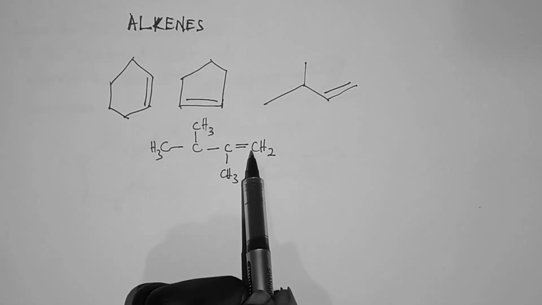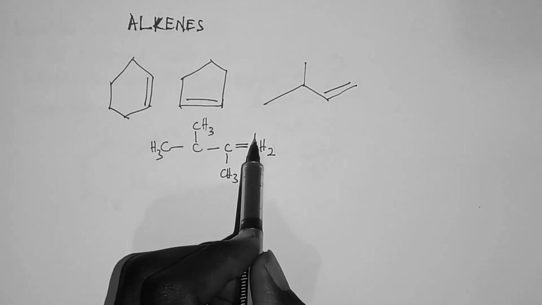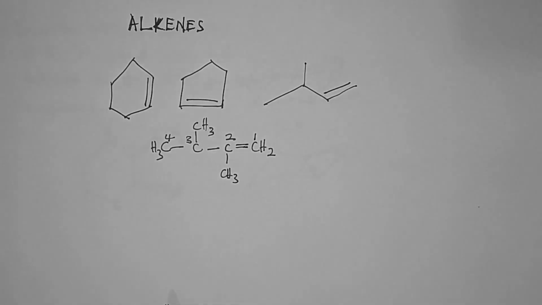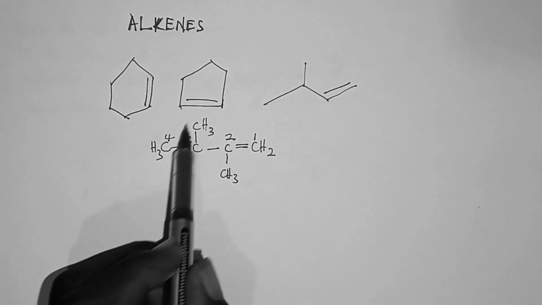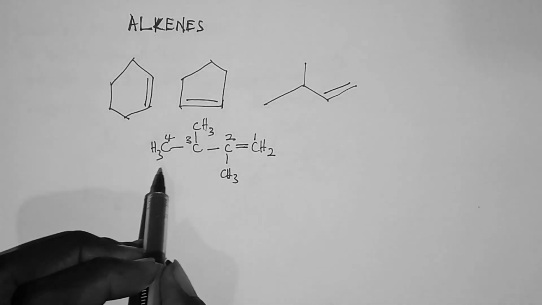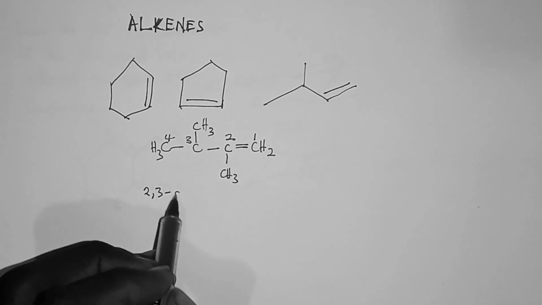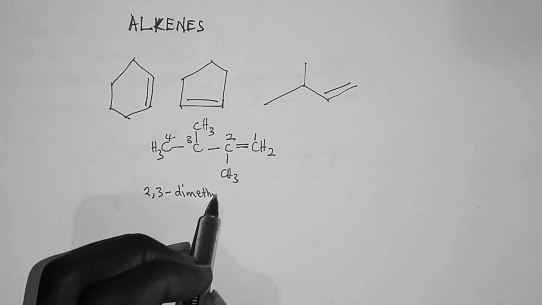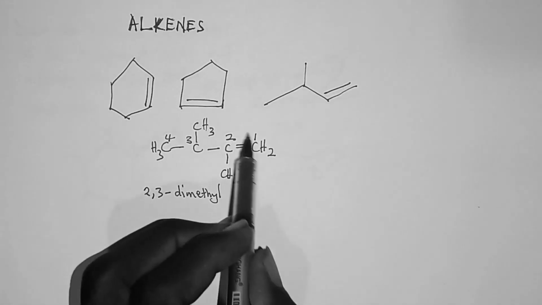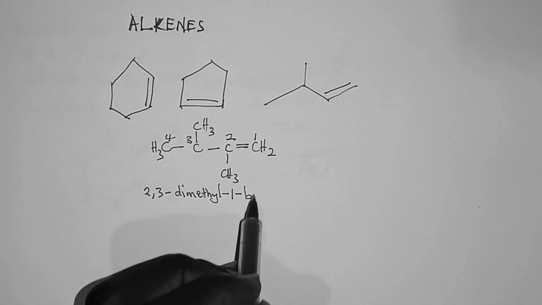And we also need to determine the position of the double bond. And you can see that this double bond is on carbon number 1. This is 1, 2, 3, and then carbon number 4. So on carbon number 3, we have a 3-methyl, and on carbon number 2, we have a 2-methyl. And therefore, the name of this alkene is 2,3-dimethyl. But the total number of carbons is 4, so it's butene. However, we need to show the position of the double bond. The double bond is on carbon number 1, therefore it becomes 1-butene.